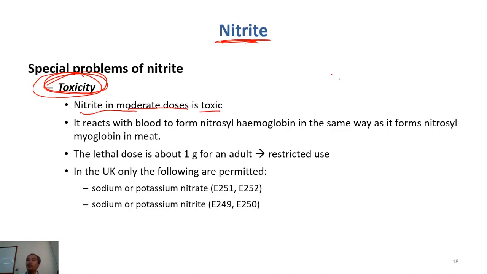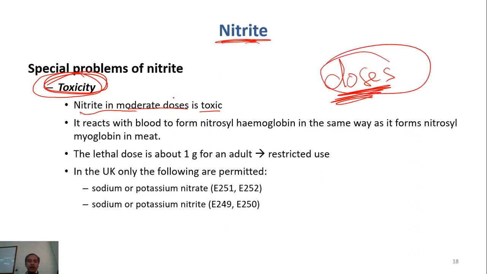Everything is toxic. What differentiates whether something is toxic or not toxic is the dose. Some chemicals become toxic at very low dose. Other chemicals become toxic at higher dose. The dose is important here. Nitrite in moderate doses is toxic, meaning the toxicity is not in the most toxic component, but in the moderate. The lethal dose, what is lethal dose? It means the dose that when we consume one time, we may die, is 1 gram per adult.